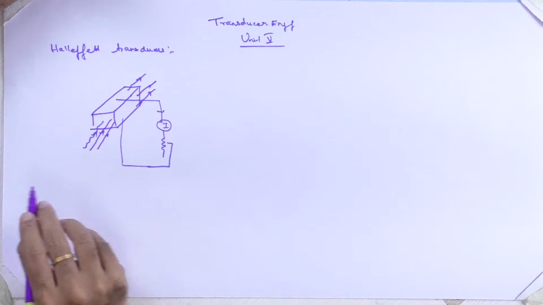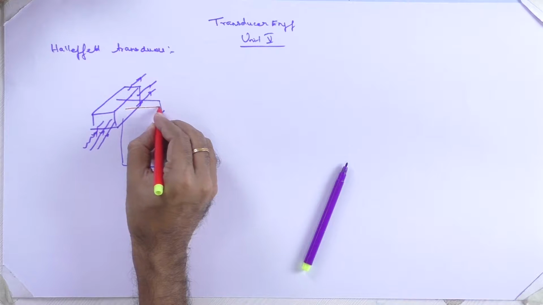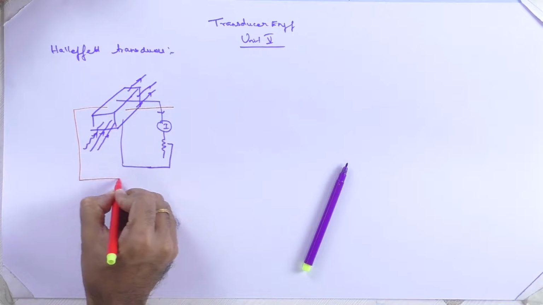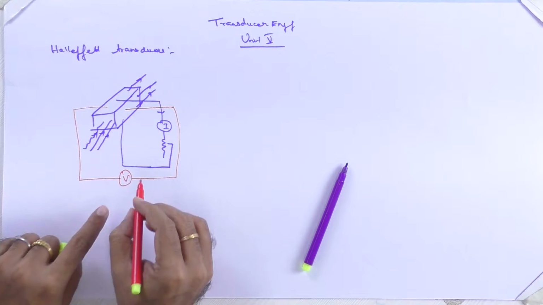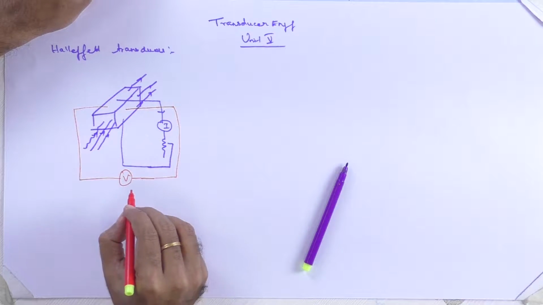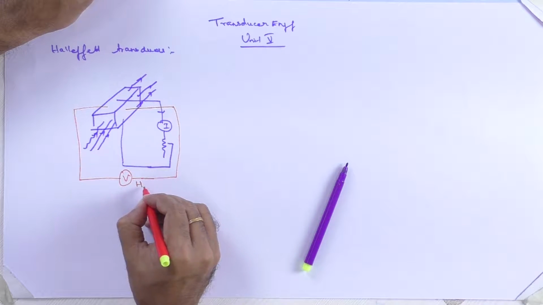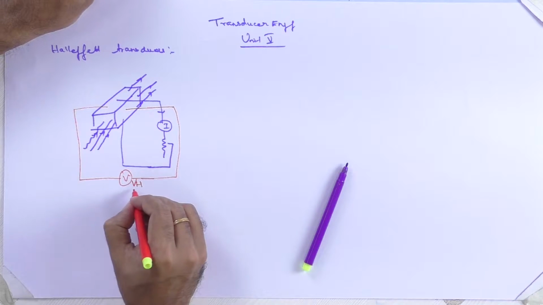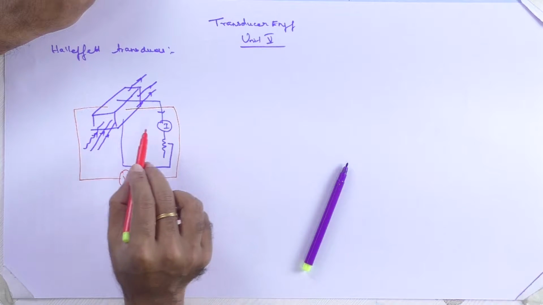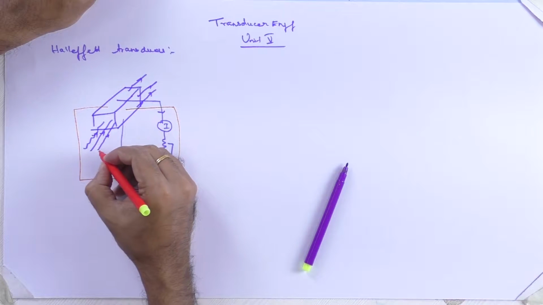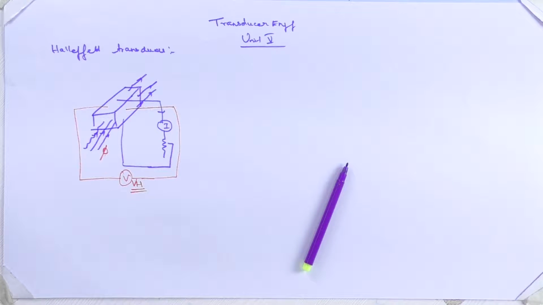Then there occurs an EMF perpendicular to both, to the other side of the current carrying conductor, and this EMF that is generated is called the Hall voltage. This Hall voltage is proportional to the current and also to the Weber of magnetic flux. So this is the Hall effect property.